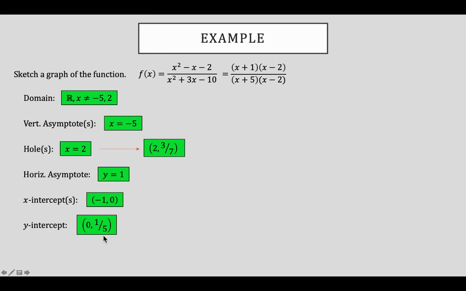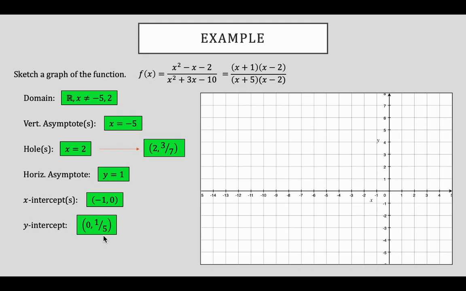Once we have all this information, we can begin to sketch our graph. Start with our vertical asymptote. We have a vertical asymptote at x equals -5. Draw in your asymptotes with a dotted line. We have a hole at 2, 3/7. So I go to 2, 3/7. That's a little bit less than a half. So I'm going to put an open circle in my graph right there.